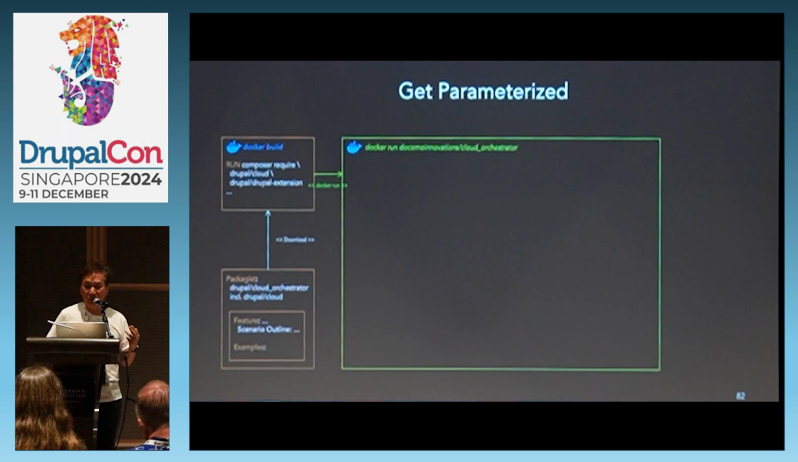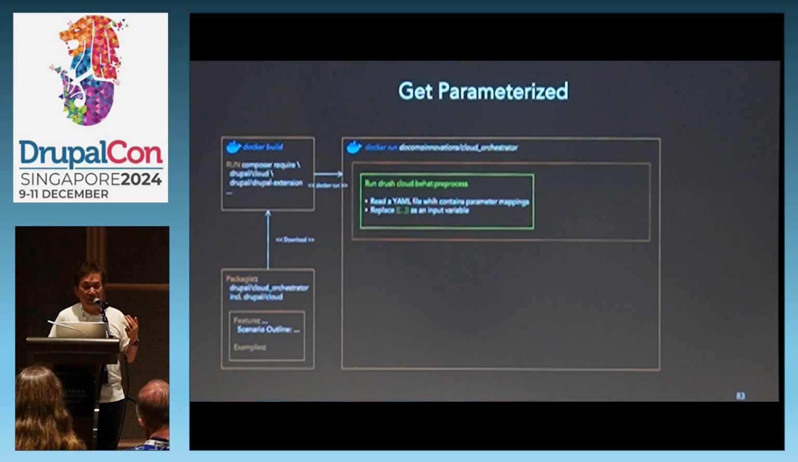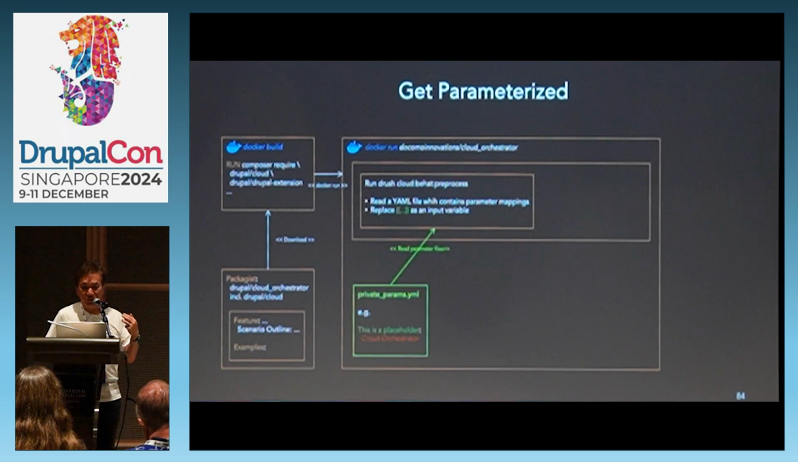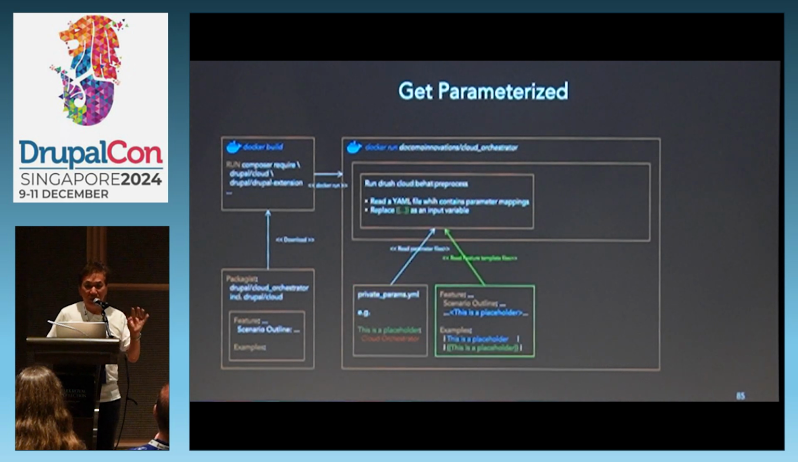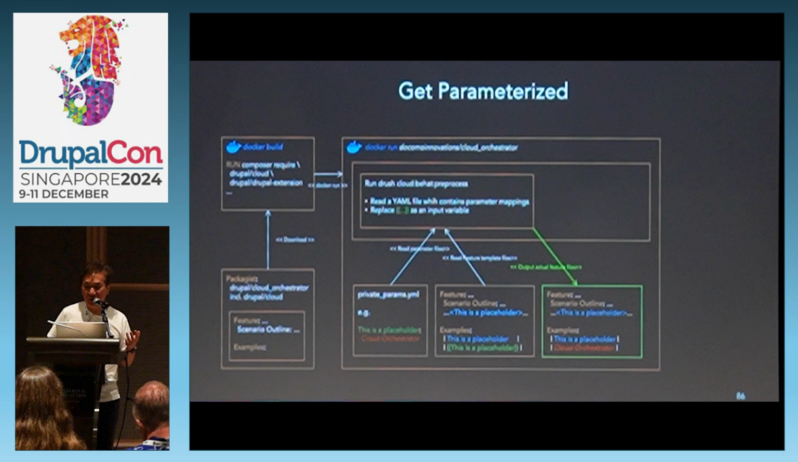So we run the Docker container and it runs the preprocessor of templating by Drush command. First, it reads YAML files which contain parameter mapping that we stored on our local file system, such as credentials or secrets, and then replaces double bracket variables in the Twig template with the actual values defined in the YAML files. So it generates the actual feature files into the specified directory.